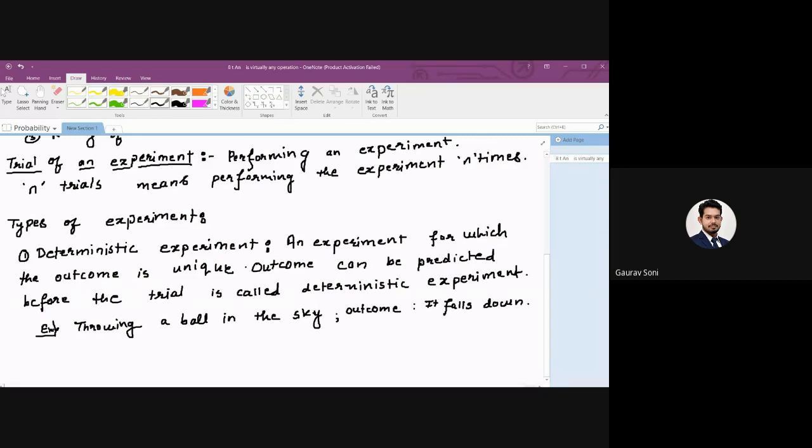Whereas the other one, the more important one, which we actually need to study, is the non-deterministic experiment. These are of particular importance, where you don't have just one outcome, and then we need to think of the probability of which outcome is more likely.